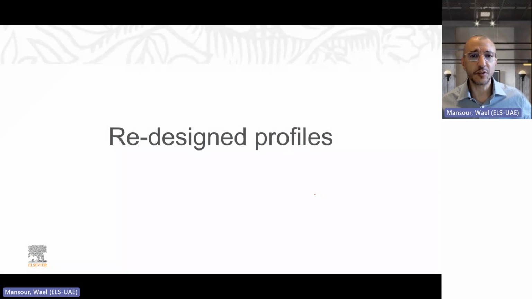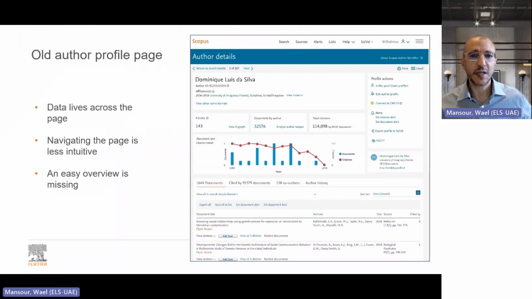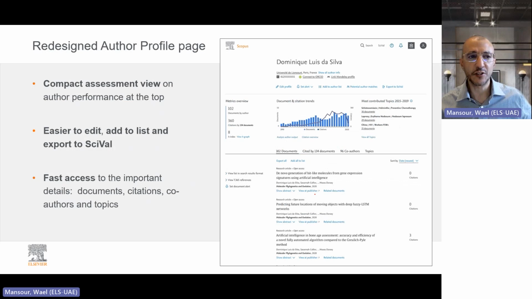The redesigned profile. For people who have been using Scopus for some time, they will recognize this screen. That was the old author profile page. We decided to redesign it and come up with this new design, to be a more compact assessment view, easier to edit, and faster to access. Again, you can see the first part, which we talked about, but in addition: the number of documents the researcher has, the number of citations, the number of co-authors, so people you have collaborated with, and topics.